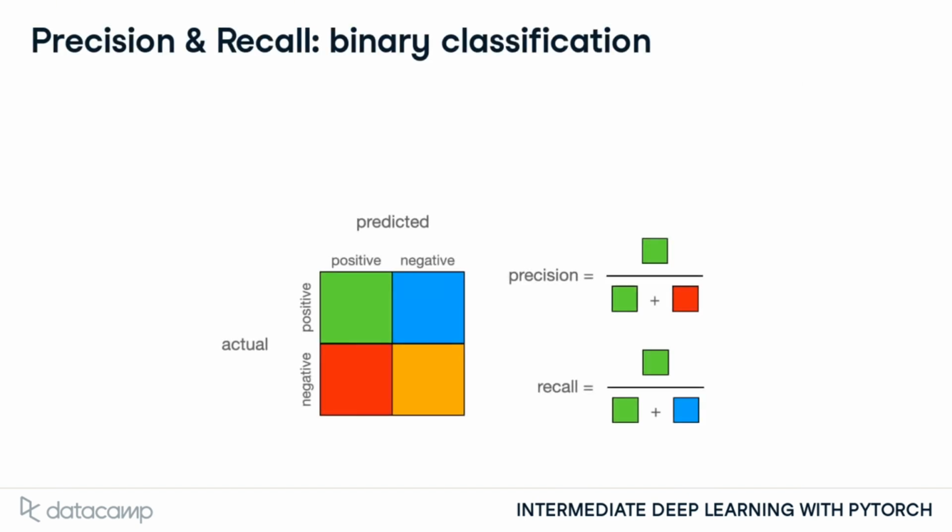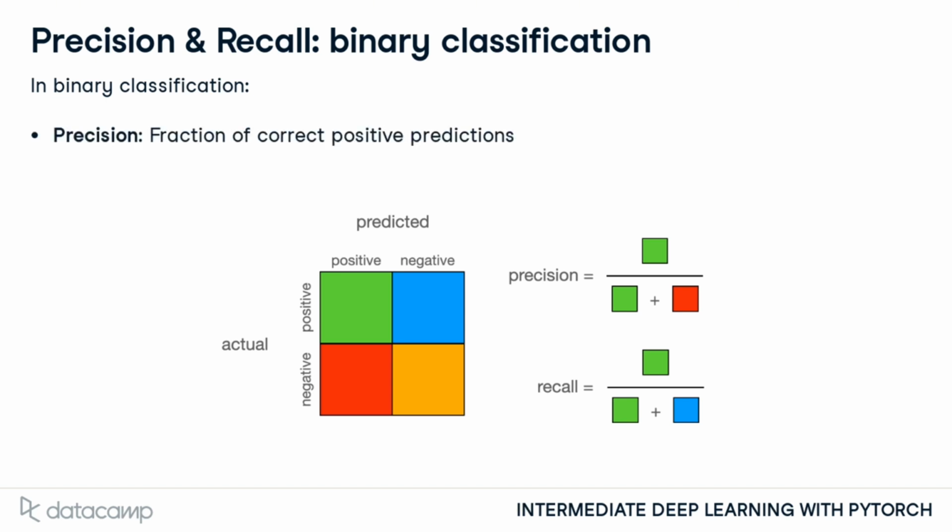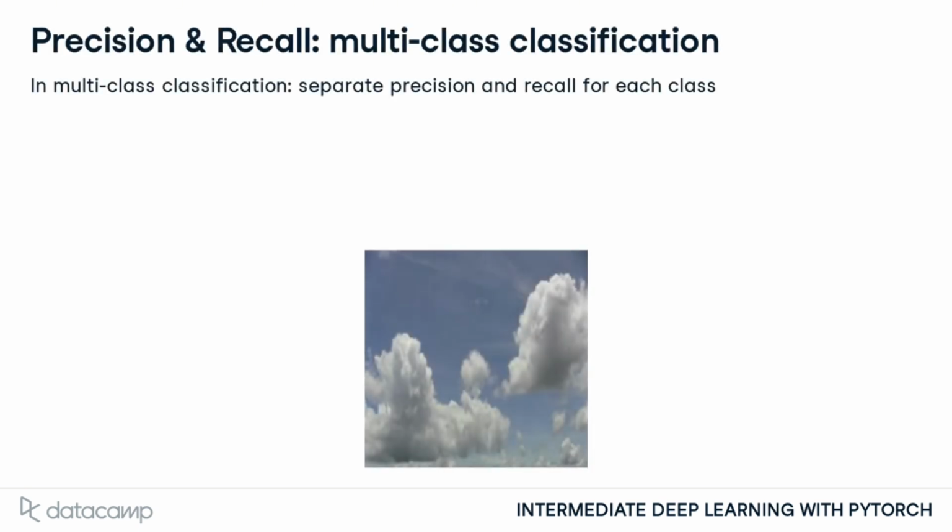Previously, we evaluated a model based on its accuracy, which looks at the frequency of correct predictions. Let's review other metrics. In binary classification, precision is the fraction of correct positive predictions, while recall is the fraction of all positive examples that were correctly predicted. For multi-class classification, we can get a separate recall and precision score for each class.